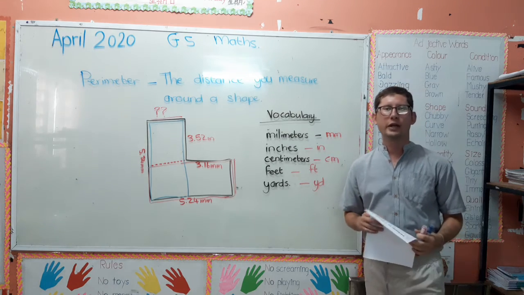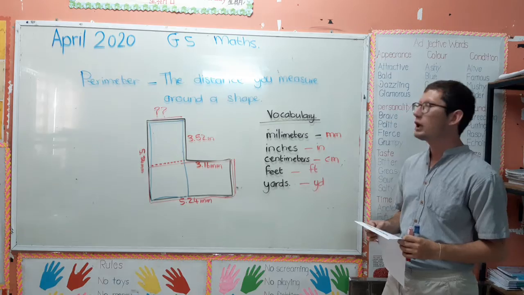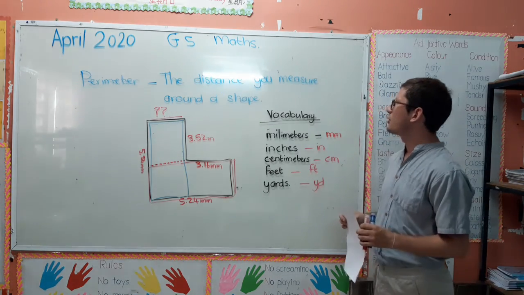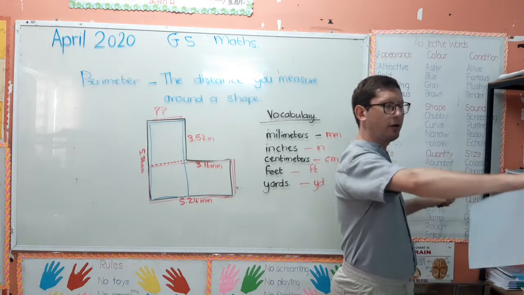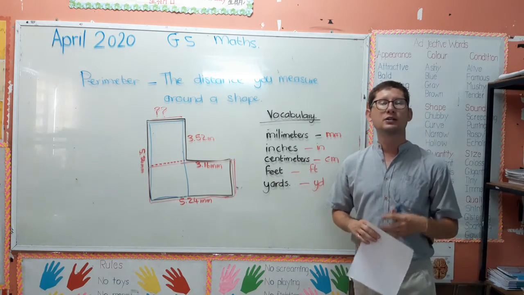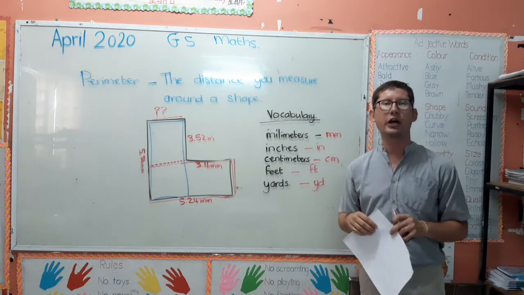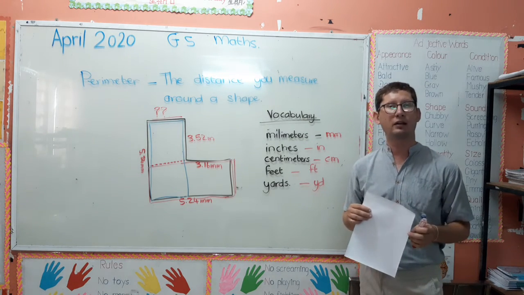Hi guys, today we are going to study again about perimeter. Can you remember what a perimeter is? A perimeter is the distance you measure around the shape. For example, you measure the outer part of a square or a rectangle, but today we are going to study the perimeter of an L shape.